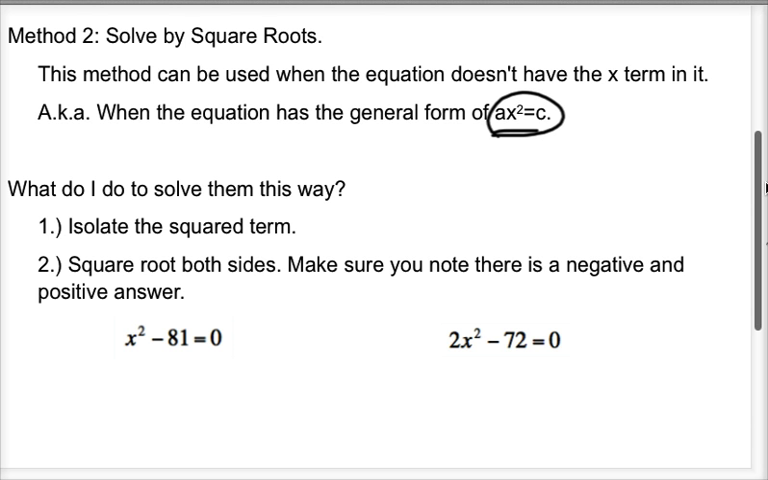Now, what does that mean? How do we solve it this way? Well, what you're going to do is isolate the squared term. So you're going to get the squared term by itself, and then you're going to square root both sides. And when you do that, make sure you're putting the plus and the minus symbol for your solution.